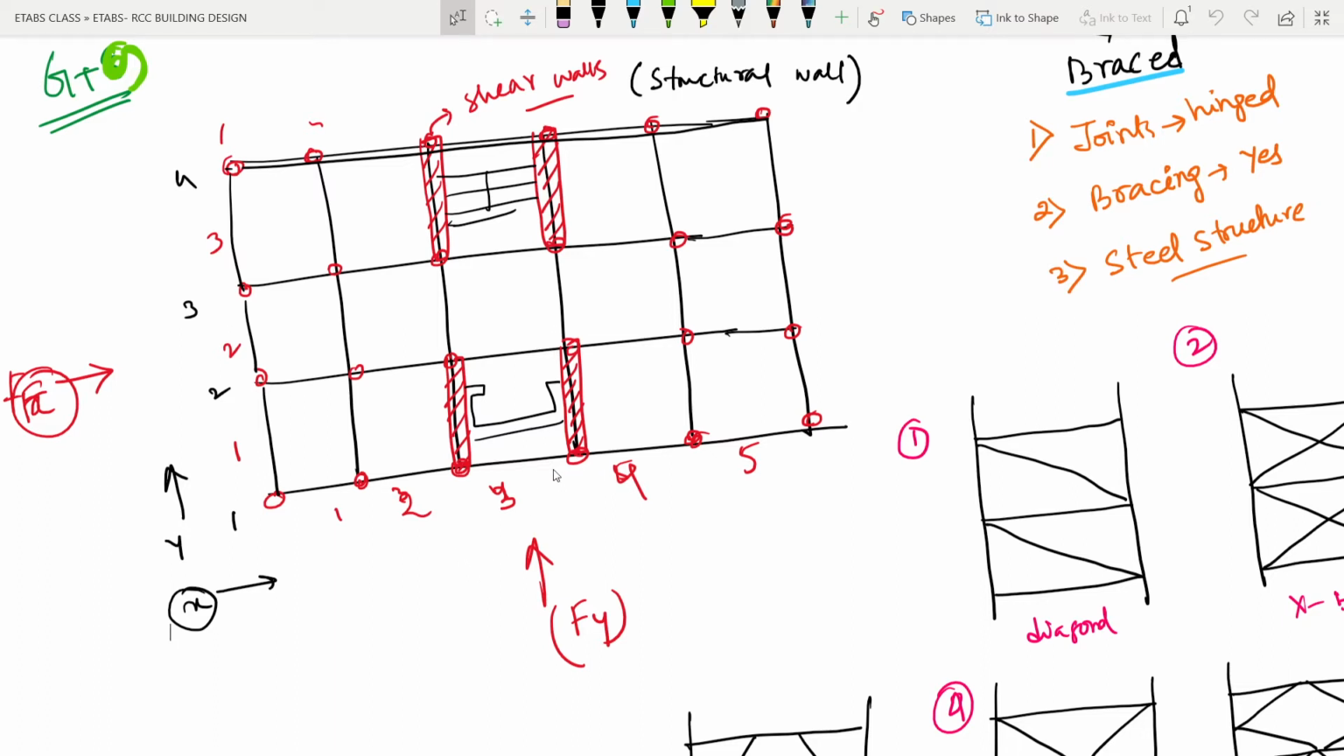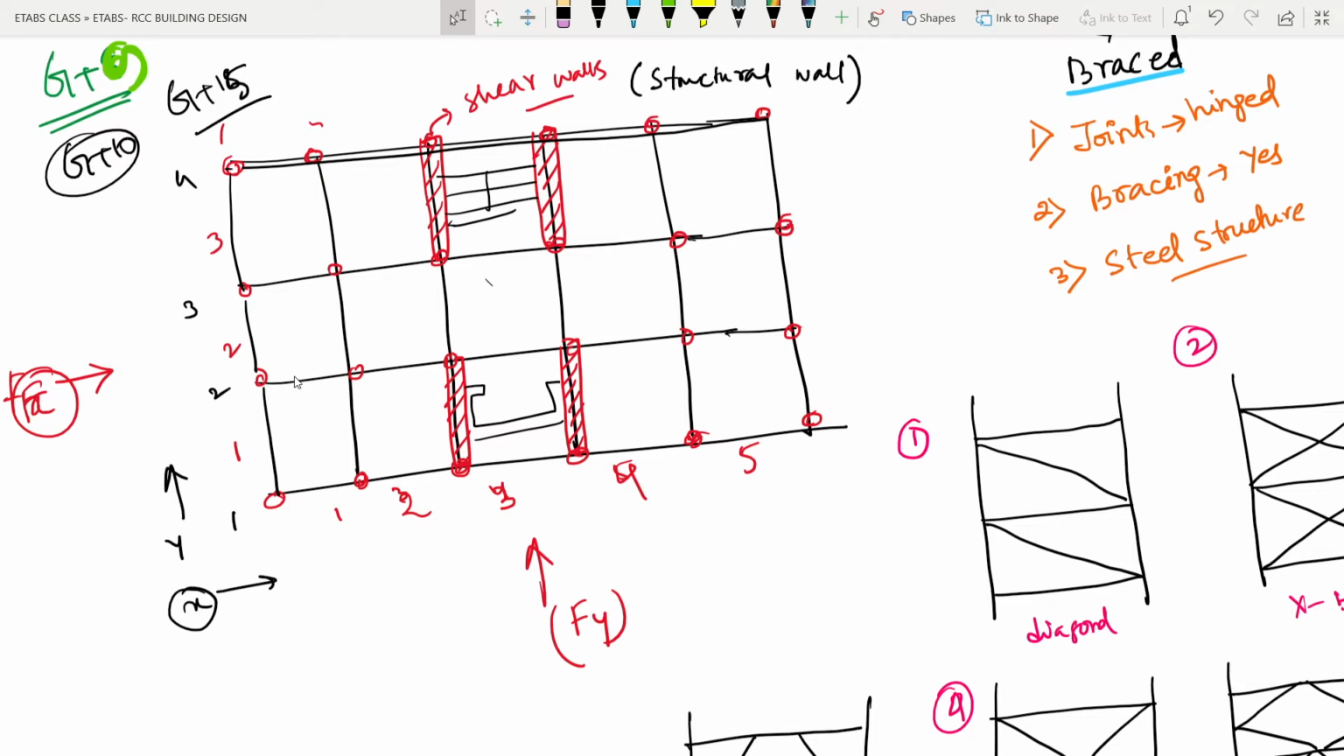Now here, when I have the G plus 9 or suppose G plus 10, then suppose these 4 shear walls were enough to resist the lateral force. Now if I increase the height up to suppose G plus 18 or G plus 15, a 16-story building.